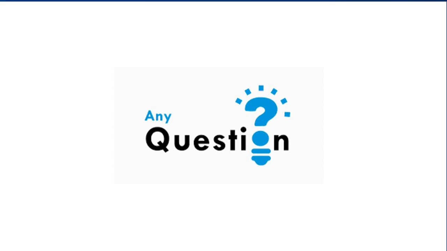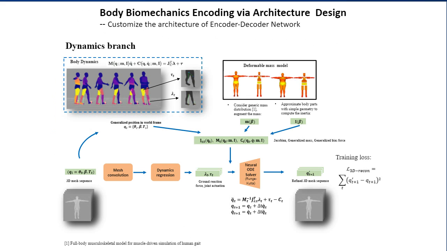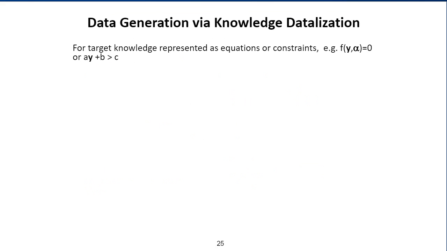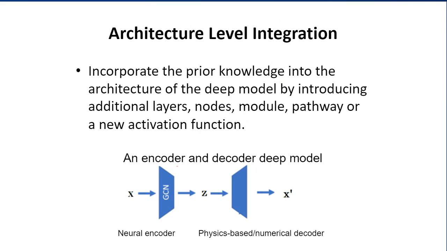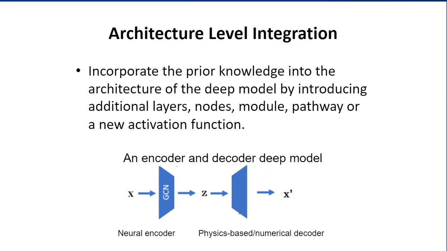First question is from J. Michael. He asked if you could give an application example of encoder decoder architectural level integration. So you talk about this one, right? This one? Oh, sorry. Yeah, they want an application example of encoder and decoder.